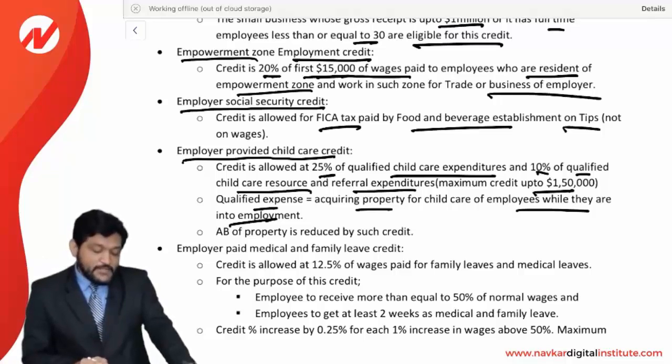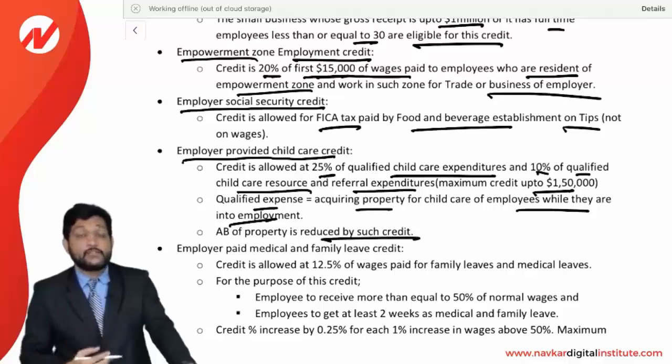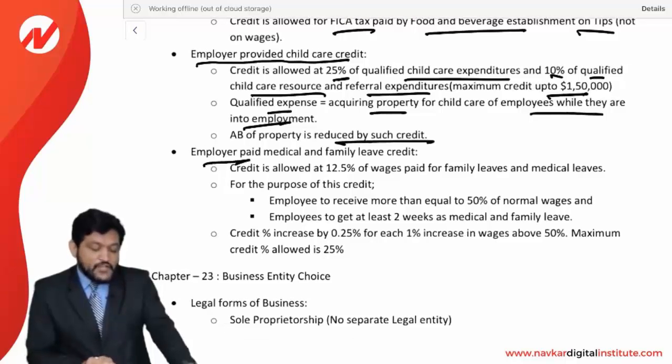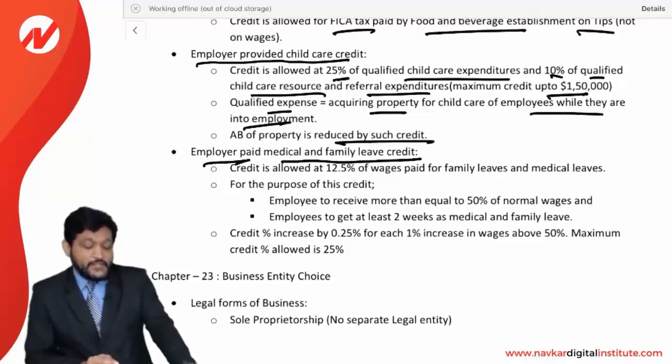Adjusted base of the property is reduced by such a credit. Whenever you get a credit of this kind, the adjusted base of the property will be reduced by that amount. Okay. Employer paid medical and family leave credit.